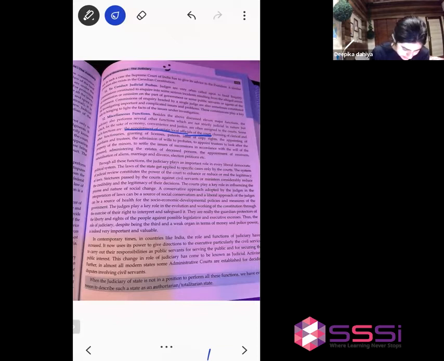Then it grants licenses, it grants patents, it issues copyrights, it appoints guardians and trustees, the admission of will to probate. There are multiple functions. You can underline just three, four. That would be more than enough.